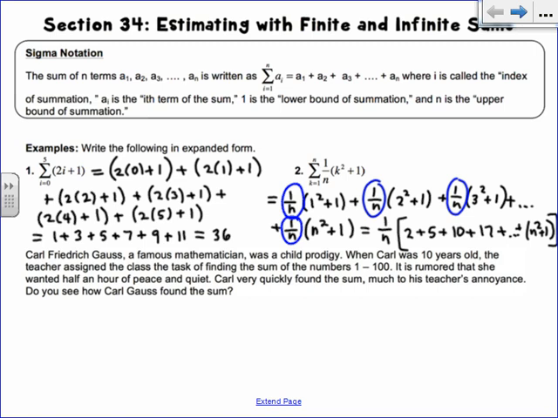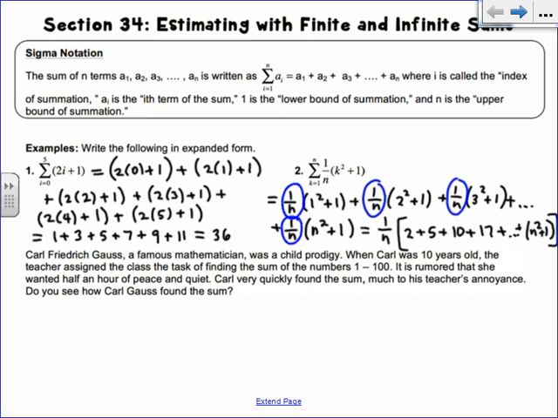But we're going to talk about some more infinite sums like this. When it goes to n, what do we do? Are there ways to simplify it? If you remember, we talked in Algebra 2 about a guy named Carl Friedrich Gauss, and I told you a story about how when he was 10 years old, the teacher assigned the class the task of finding the sum of the numbers 1 through 100.